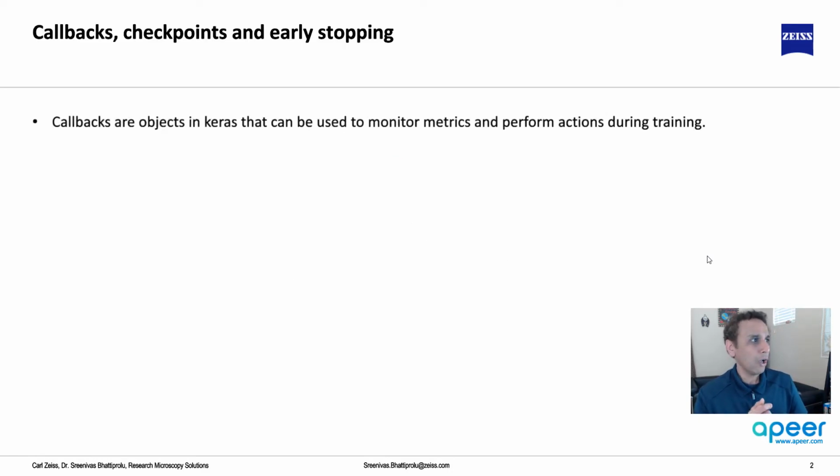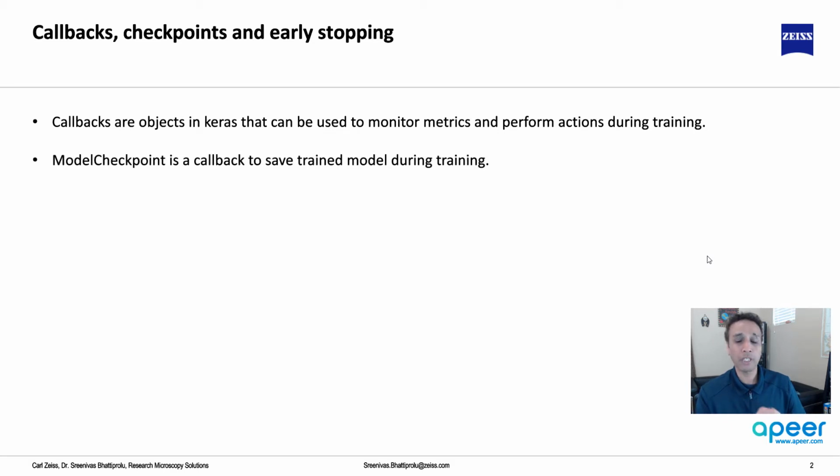First of all, callbacks are objects in Keras that can be used to monitor certain metrics and perform certain actions during the training. So callback is a way for us to monitor these metrics as we are training and then perform certain actions. And we'll see that. Model checkpoint is one of those actions. Model checkpoint is a callback.